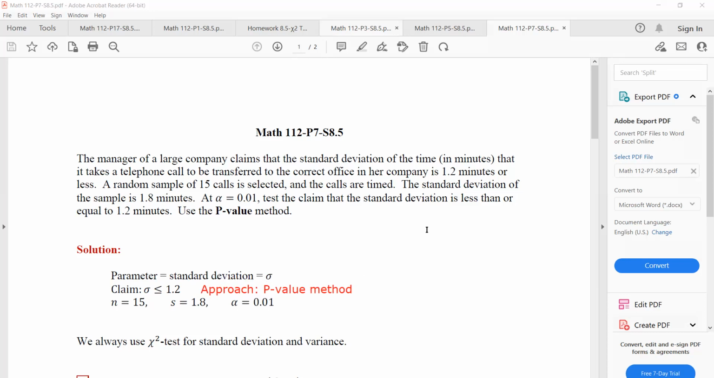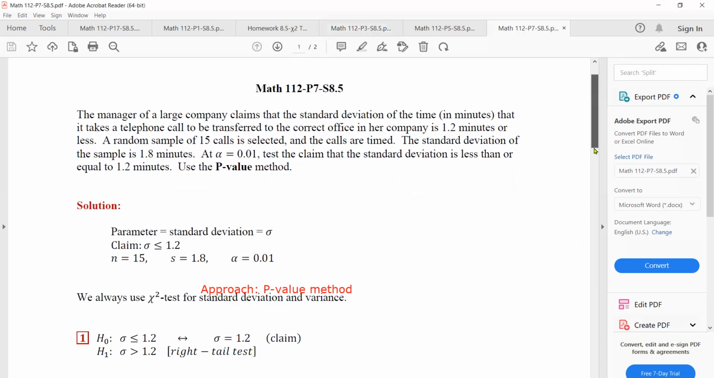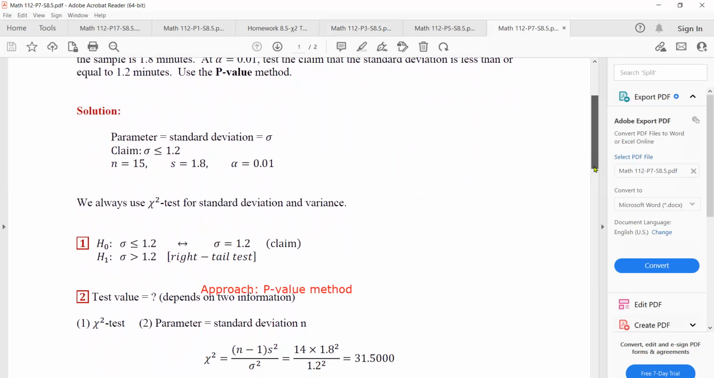Now, the next part of this, you're going to write your null and your alternative. Your null is already there. There's your claim. Your null is already there. Just add H0 to it. So I'm going to scroll down. Okay, let me get rid of the. All right. So my first step, my sigma is less than or equal to 1.2.